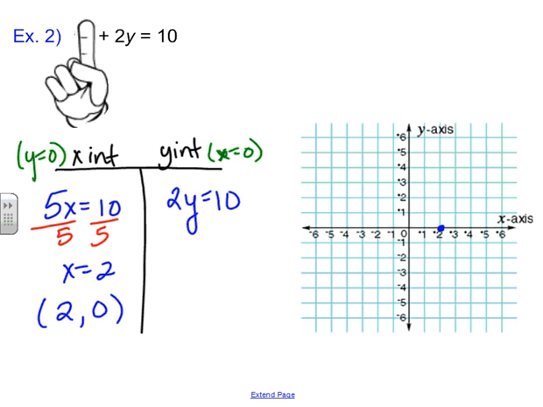2y equals 10. Then you divide both sides by 2. And simplify, you get y equals 5, and you're going to, again, write your ordered pair, 0, 5, and we're going to put that on our coordinate plane, 0, 5, the y-axis, the y-intercept. And then we're going to draw ourselves a line through that.